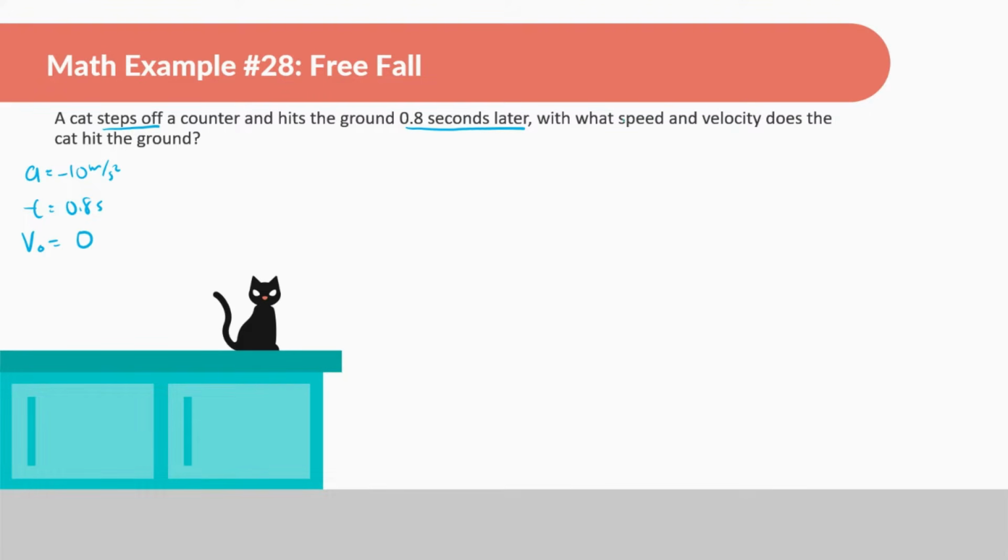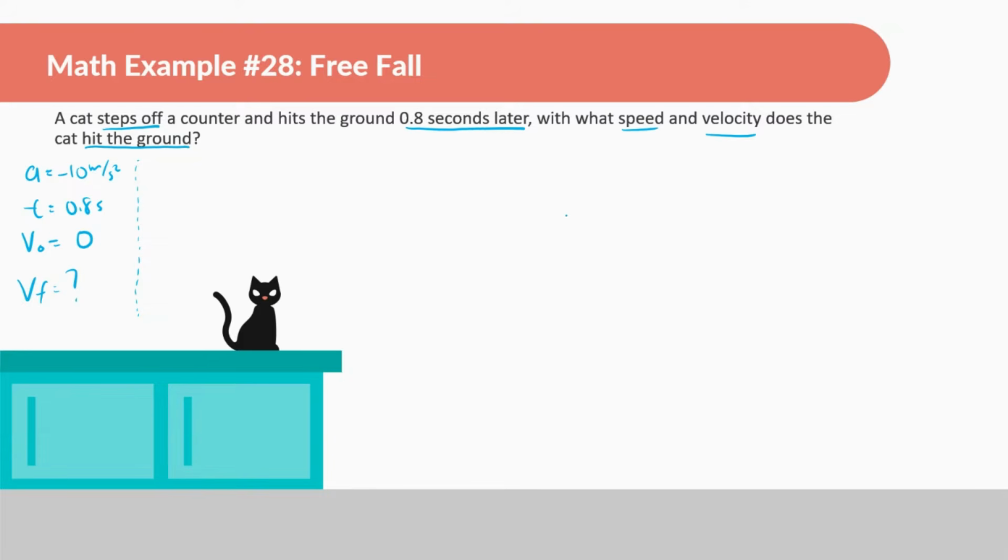Again, we're looking for the speed and velocity, so I'm just doing velocity final. I want to ask, does it hit the ground at 0 meters per second? That's a thought that many students have. But no, it's going to be hitting the ground at a certain speed. If we jumped off a cliff and hit the ground at 0 meters per second, we wouldn't feel anything at all, because we'd hit the ground at no speed. But we're going to be hitting the ground at a really high speed if we jumped off a cliff.